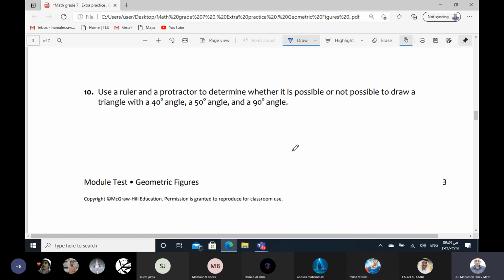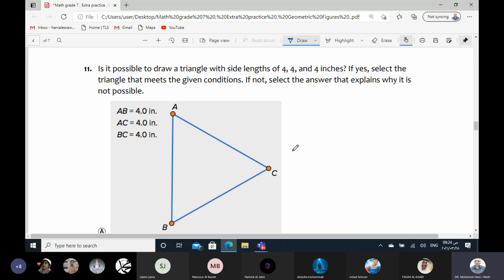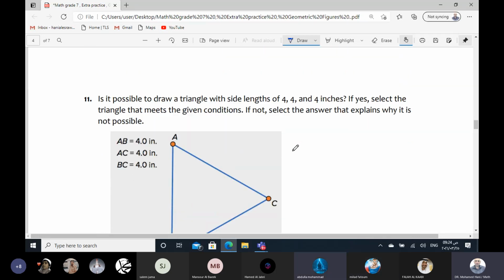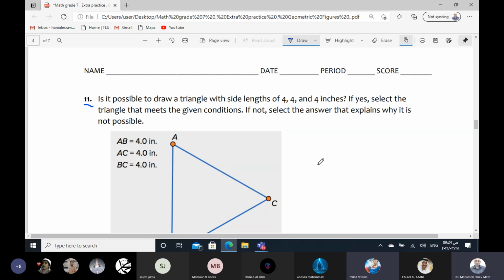Right, who can read the same idea? Who can read exercise number 11? Muhammad Ammar. Is it possible to draw a triangle with side lengths of 4 and 4 inches? If yes, select the triangle that meets the given conditions. If not, select the answer that explains why it is not possible. Right. Who can tell me if I can draw the triangle or not? Who can explain what the rule is?